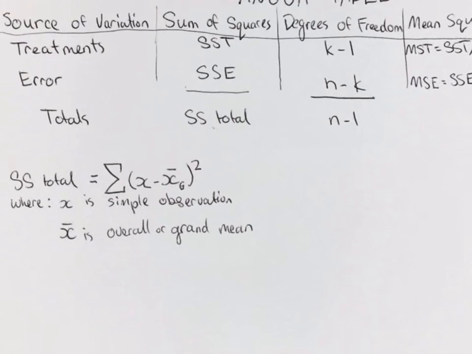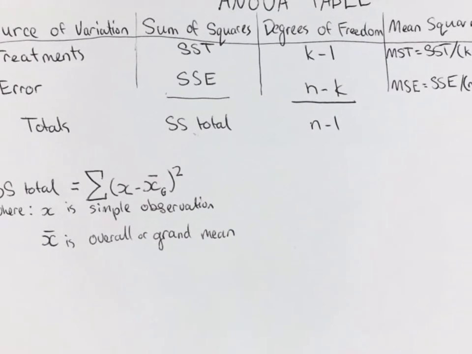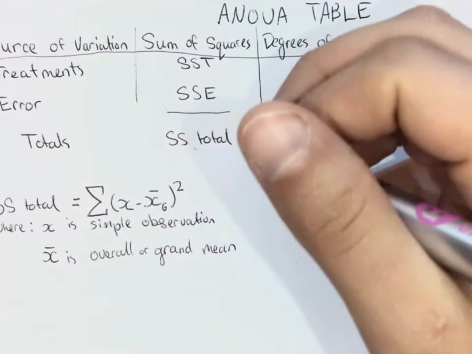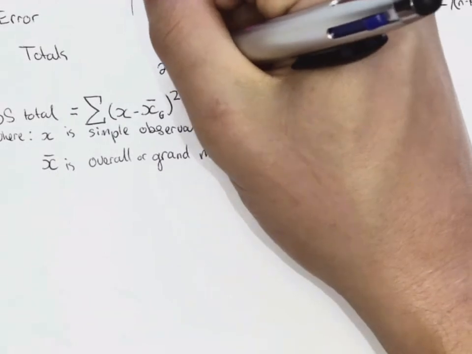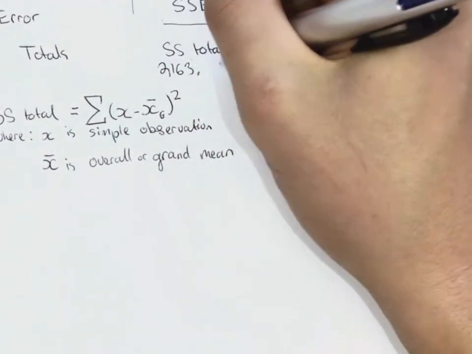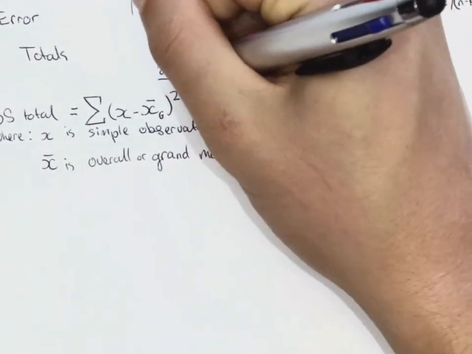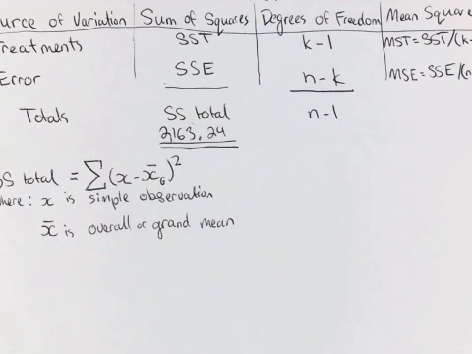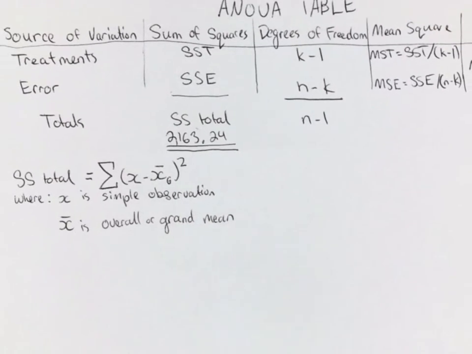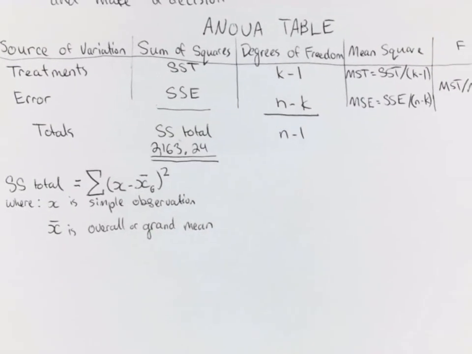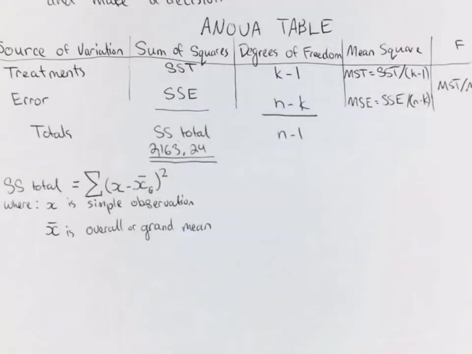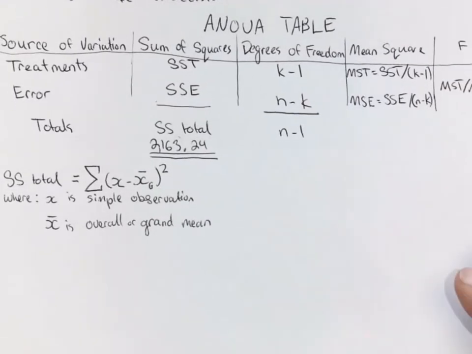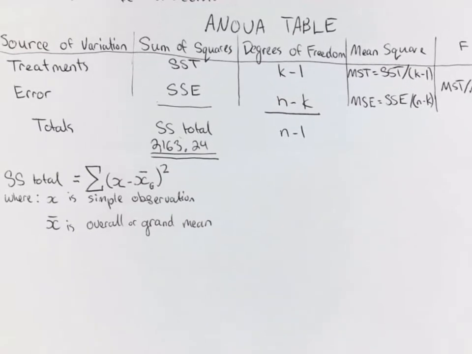And the total comes to 2163.24. So our SS total is 2163.24. So I know the ANOVA table can seem very overwhelming. It doesn't need to be if you follow the steps. It's just a little time consuming.